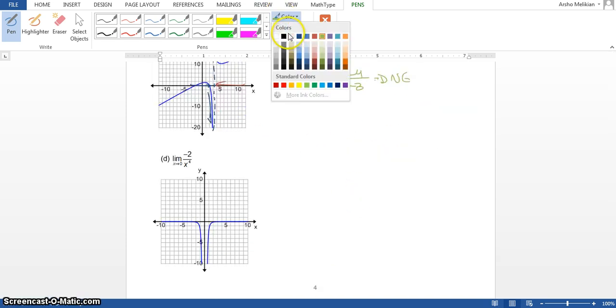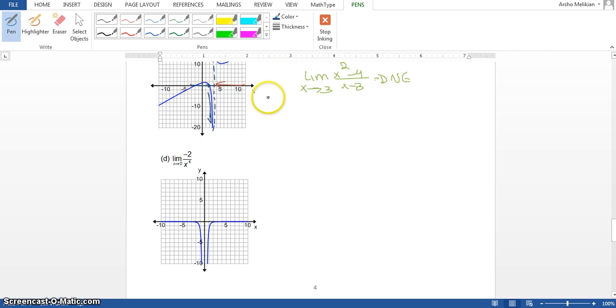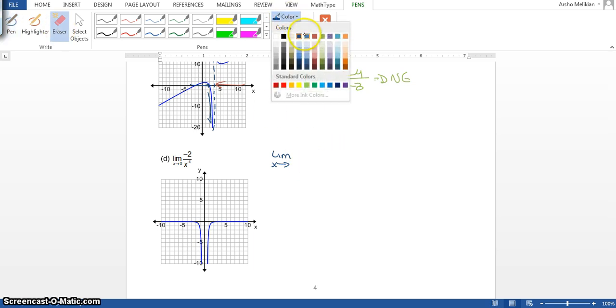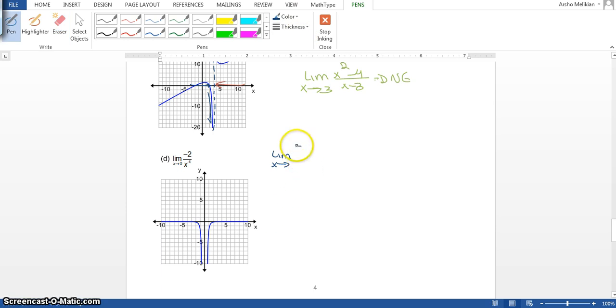All right, let's see what happens here. So again, I put up my limits. This should say the limit of negative 2 over x to the 4 as x approaches 0 from the minus side, and the limit of negative 2 over x to the 4 as x approaches 0 from the positive side.